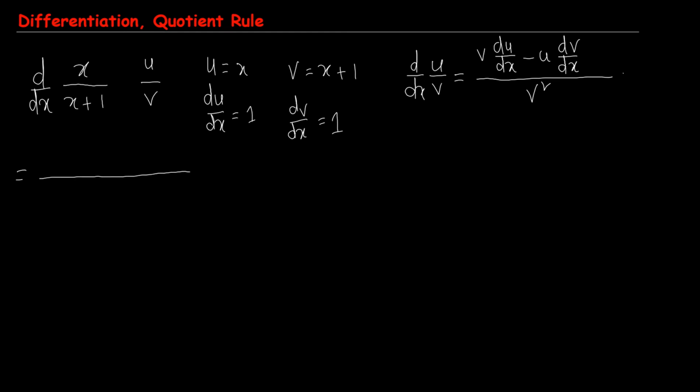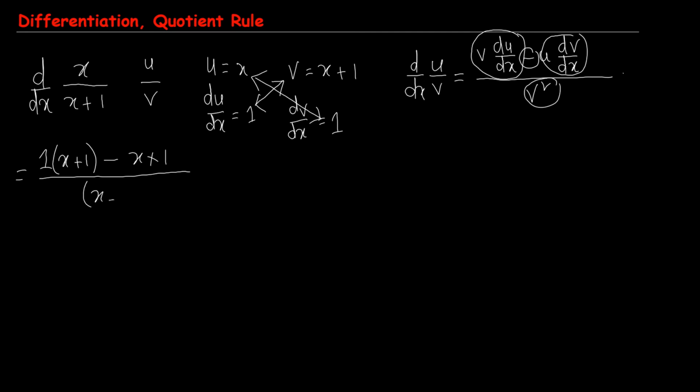The formula on the top is v du/dx, so we multiply those two, which is 1 into x plus 1. Then there is a minus sign from the formula, minus u dv/dx, so we multiply those two, which is x into 1. The below one is v squared, so v as x plus 1, x plus 1 whole square.